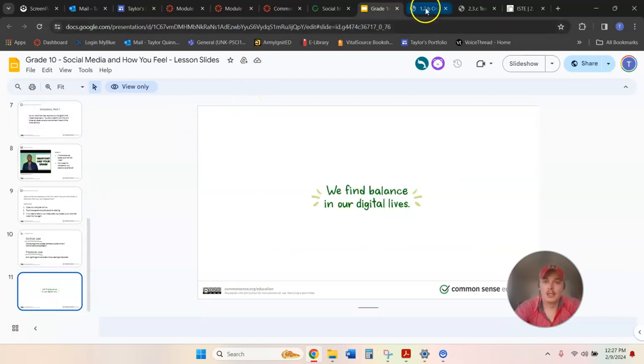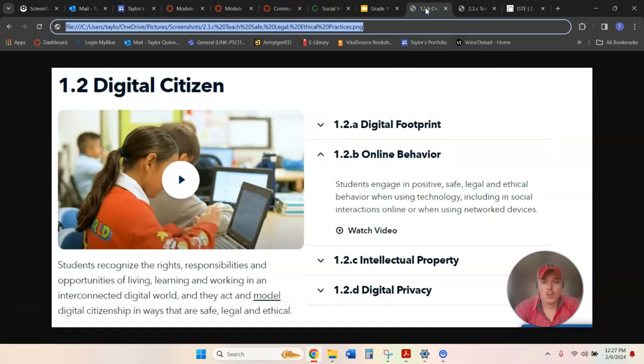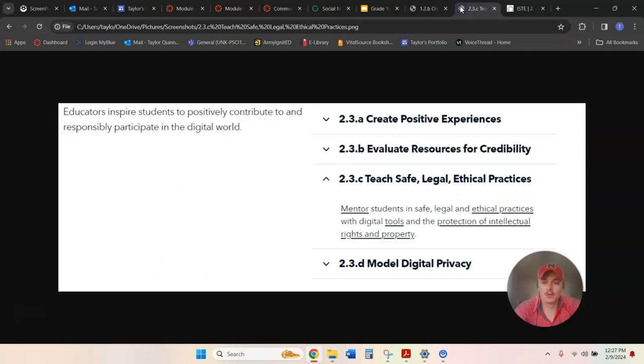We'll move on to the ISTE standards that I chose. 1.2b, online behavior: students engage in positive, safe, legal, and ethical behavior when using technology, including social interactions online or when using networked devices. For the teachers, this is the mentor side of it, but it still captures everything as well.